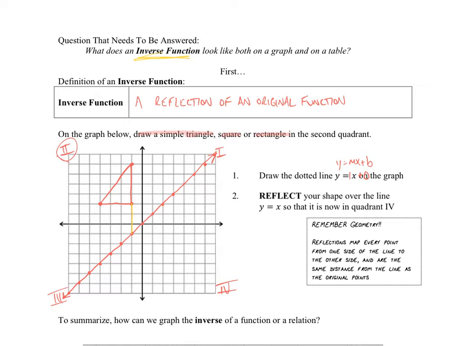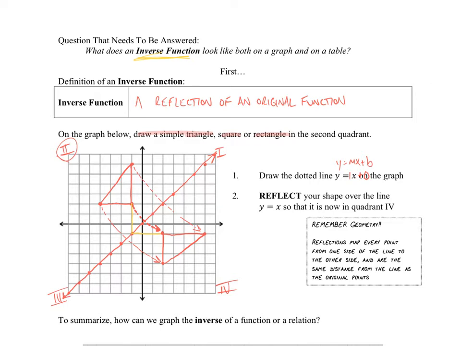So to reflect it, we'll just go 90 degrees this direction. 1, 2, 3. All right, so that's going to be our new point for the triangle. And I'll do the same thing with the other 2 points. So we've just taken each point from that triangle and reflected it over our line y equals x.